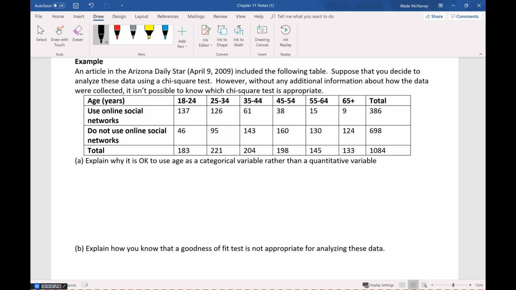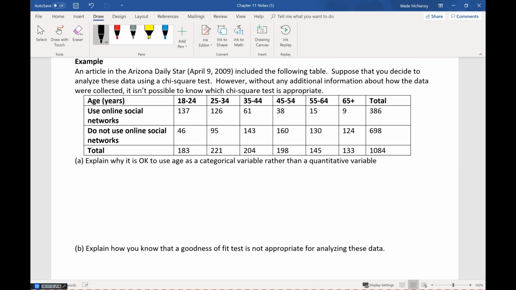Okay? The key here is what? All 1,084 have to come from the same place, the same group, one population. So independence is one population, one sample. Everybody gets asked both questions. Homogeneity is separating it out into two separate populations, or in this case, 6 separate populations, and asking them one single question.